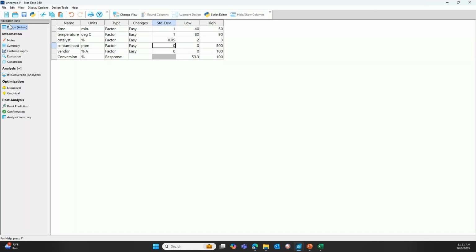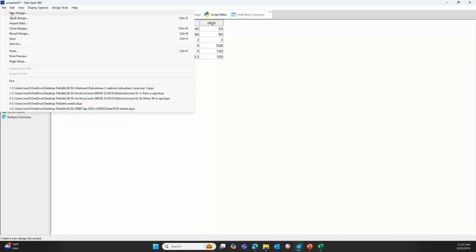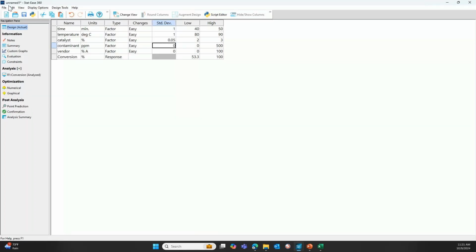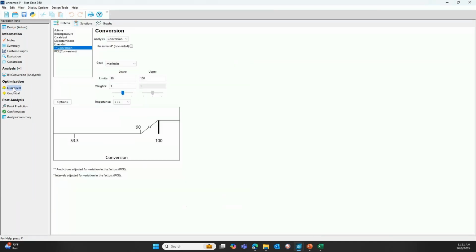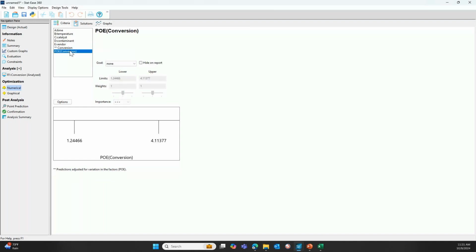All right, so once I've entered that, I can go back to the process layout. Now when I come into the numeric optimization, I have something new that appears. Because I've entered the standard deviation, I now have the propagation of error for conversion that I can use as part of my selection optimization criteria. Remember, that's what we're going to do now: optimize using POE as part of the criteria. So let's set this up.